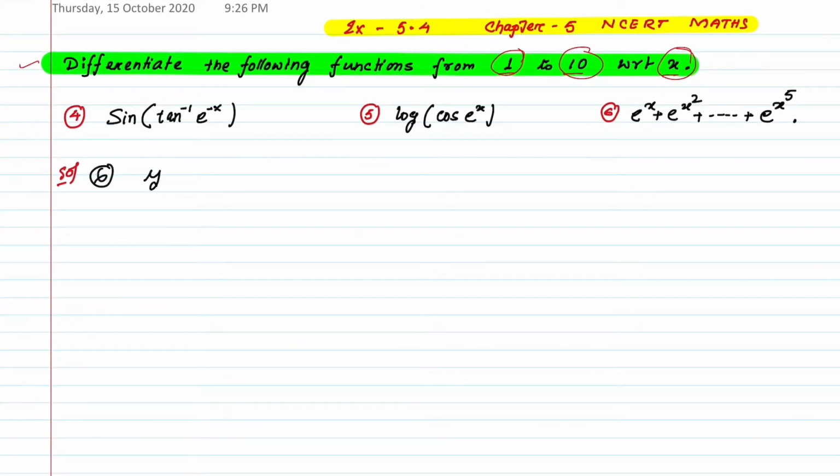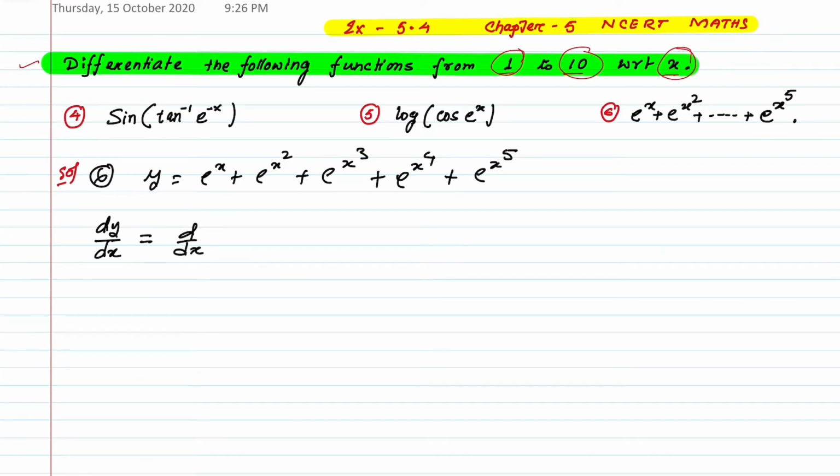Now question 6: e to the power x plus e to the power x square plus, the next term must be, e to the power x to the power 3, plus e to the power x to the power 4, then e to the power x to the power 5. So here, for dy by dx, we can assume those as a sum of functions. In that case, we simply need to find the derivative of the first function, then plus the derivative of the second function, and so on.